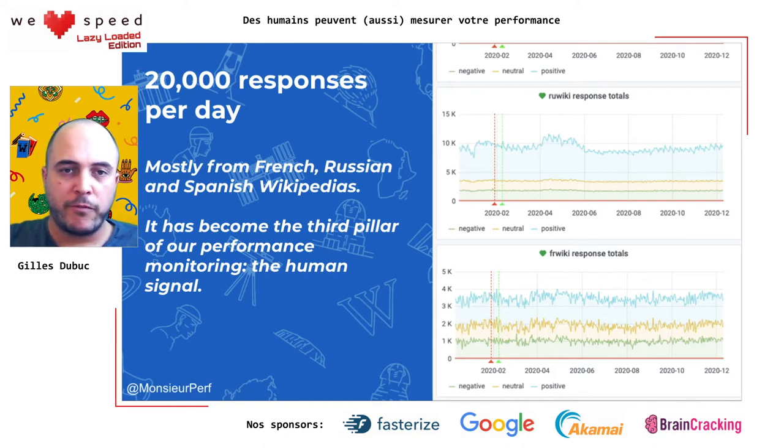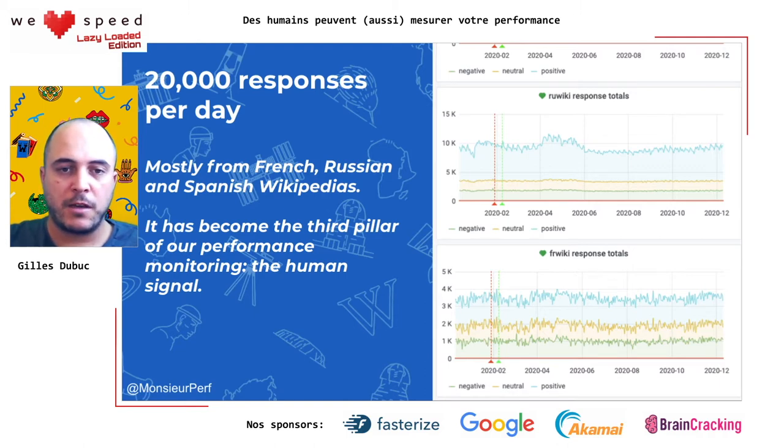This mostly comes from French, Russian, and Spanish Wikipedias. Historically, those are language communities that are more open to studies and experiments than English Wikipedia, which is why English Wikipedia is not part of this study or this continuous monitoring.